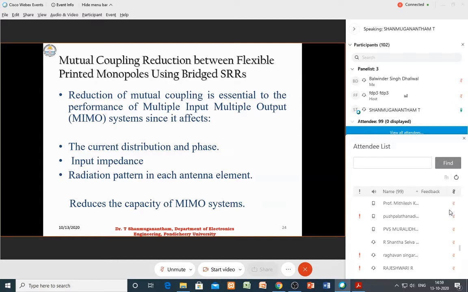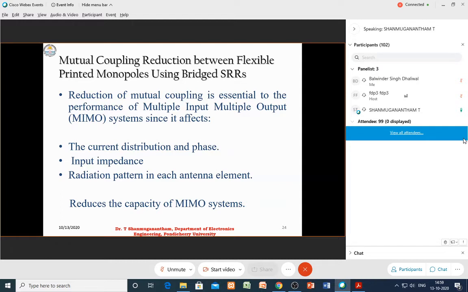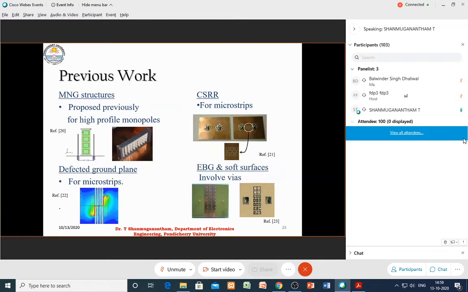And here, particularly the reduction of mutual coupling is an essential parameter to improve the performance of MIMO systems. The current distribution and phase, the input impedance and radiation patterns of the antenna can be used to reduce the capacity of MIMO. So here MNG, multi-negative ground structures, are proposed for this. And then complementary split ring resonator, then EBG, defective ground structures, all are available in the literature.